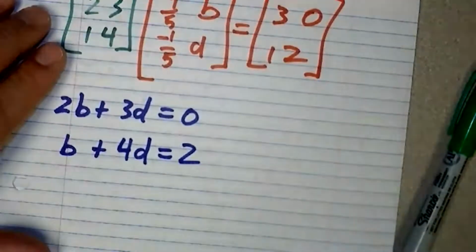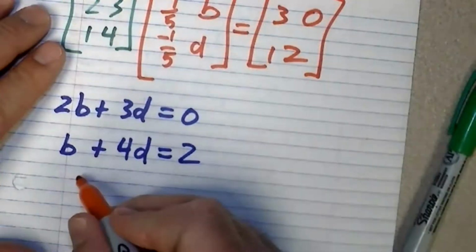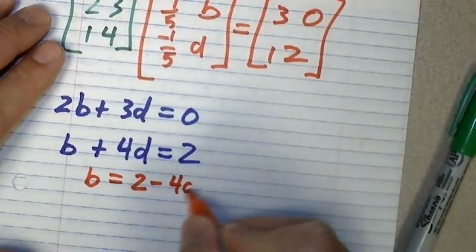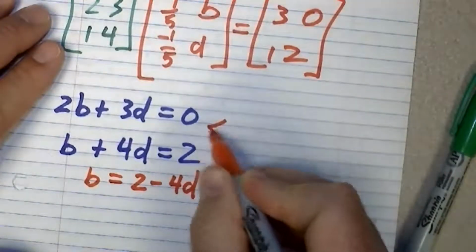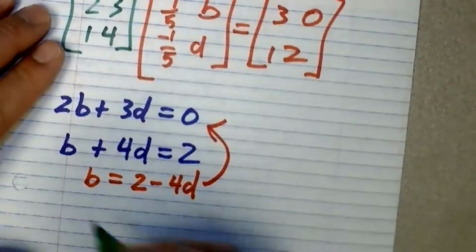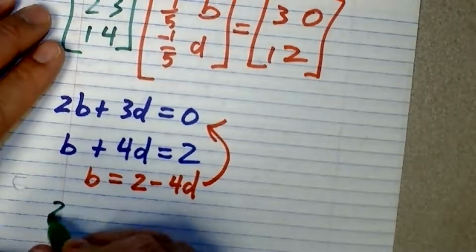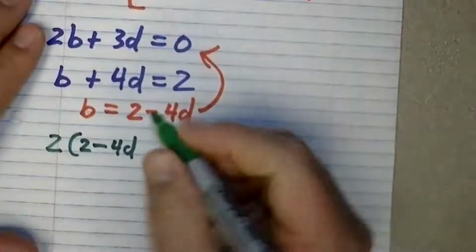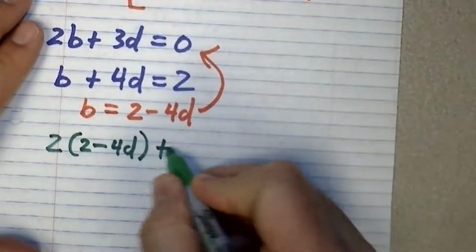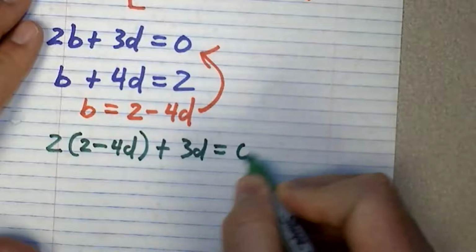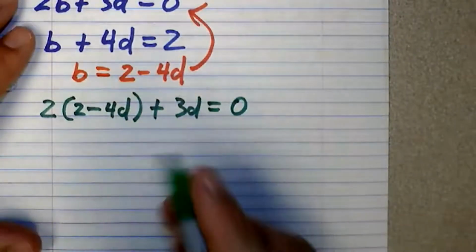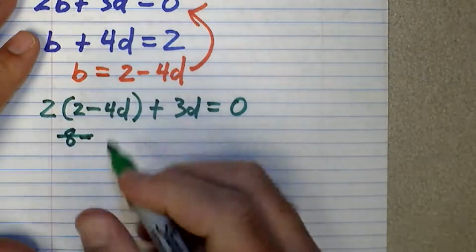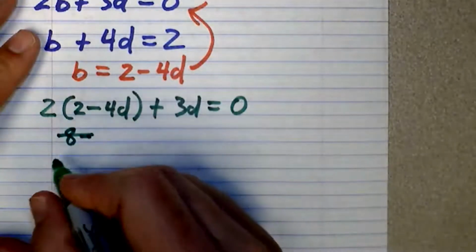Okay, so I'll say B equals 2 minus 4D. Plug this back into here. It'll be 2 times (2 minus 4D) plus 3D equals 0. Now let's simplify a little bit. This is going to be 8 minus, you know what? I wish I could math. 2 times 2 is 4.